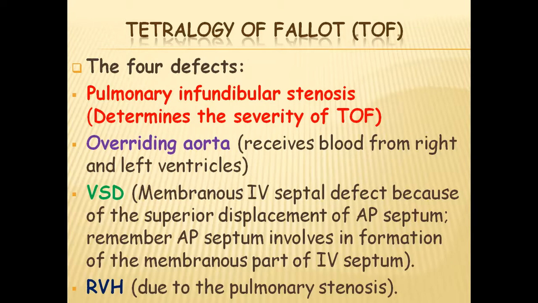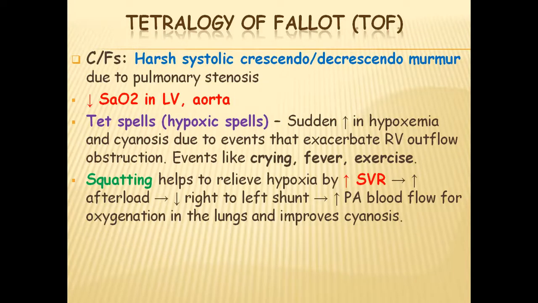We also have the ventricular septal defect, so the membranous interventricular septal defect because of superior displacement of the aorticopulmonary septum. And then remember, the aorticopulmonary septum is involved in the formation of the membranous part of the interventricular septum. And then lastly, right ventricular hypertrophy, and this is due to the pulmonary what? Stenosis.